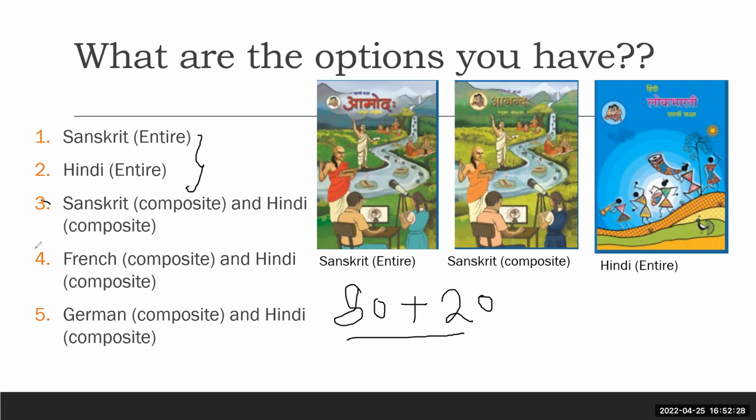The next 3 options are Sanskrit composite, French composite, and German composite. For these first 3 languages, you would have a 40 marks written paper plus 10 marks internal assessment, whether Sanskrit, French, or German. And for Hindi composite, compulsorily you will again have a 40 marks written paper and a 10 marks internal assessment. The total comes up to 100 in both cases.